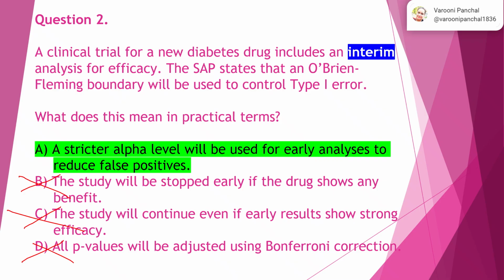So the only option remaining is option A. So the correct answer is A. A stricter alpha level will be used for early analysis to reduce false positives. So the correct answer is A.